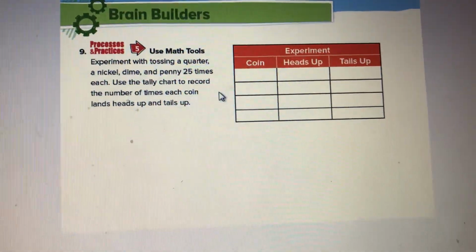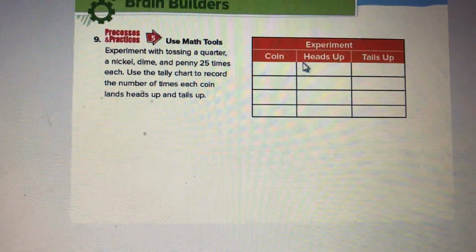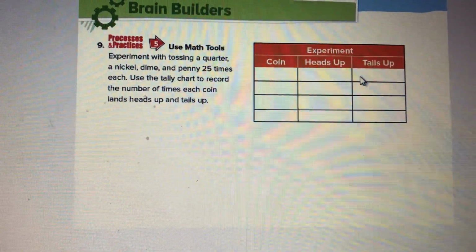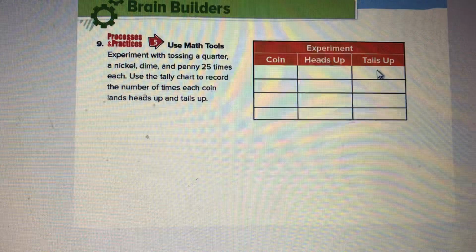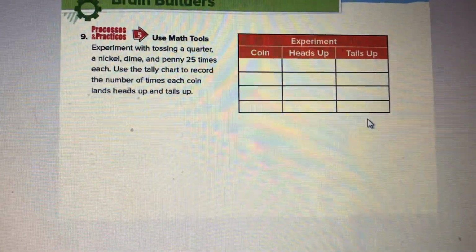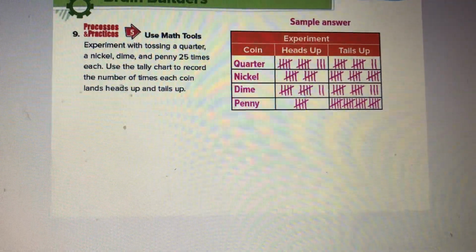So when you flip that quarter in the air, if it lands heads up, you put a tally here for heads up. If it lands tails up, you put a tally right here for tails up. You have to flip it 25 times, so you should see 25 tally marks in each one of these boxes. Let me know which one wins. All right, this is just a sample answer. Don't copy it, do your own.